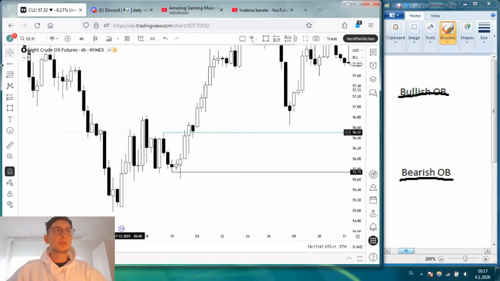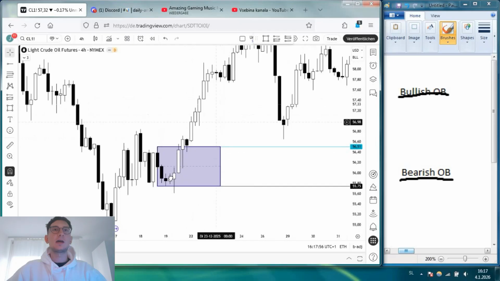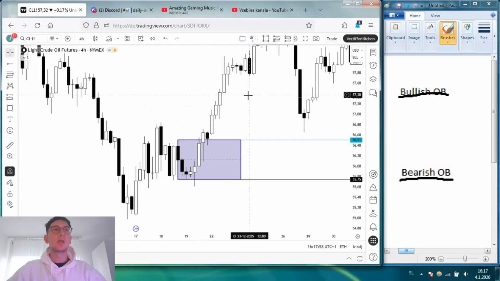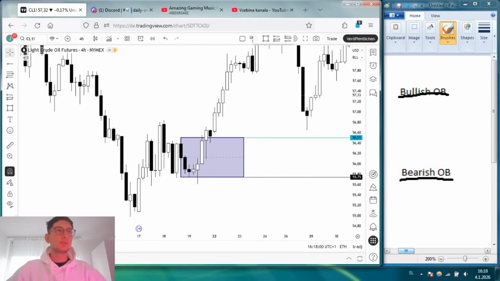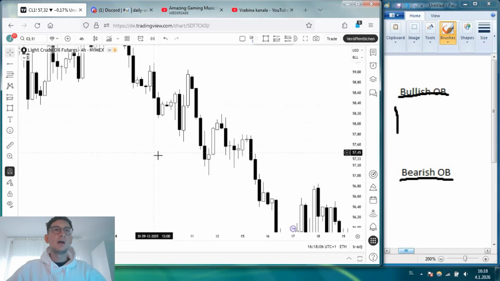So then we know that the last move down before the liquidity sweep and before the break of structure was an order block, okay? So the order block is all of those black candles. And you can see that then the price came into the order block and then continued higher, okay? So that was indeed a valid order block. So we have the first one already found, okay? Let's keep looking.